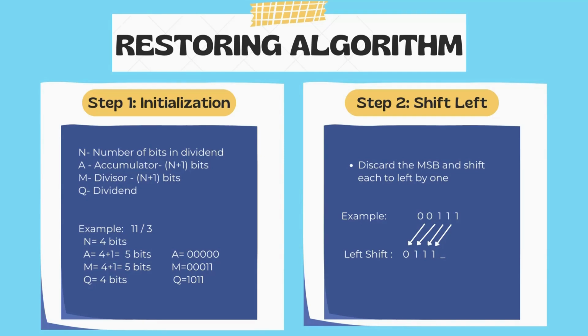Moving on to the second step, it is the shift left operation. In this, the MSB is discarded and each bit is shifted to the left by 1. Here we can see an example, 0 0 1 1 1. The leftmost 0 is discarded and the rest of the bits are shifted to the left. You can see the LSB is empty, which can be filled in for the process.